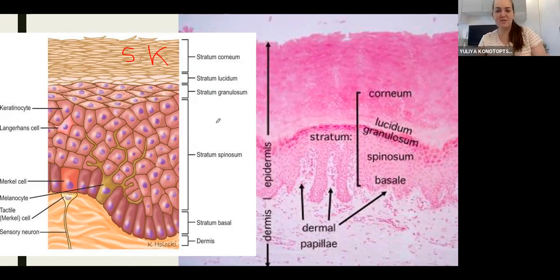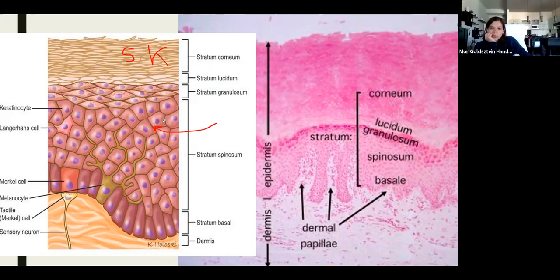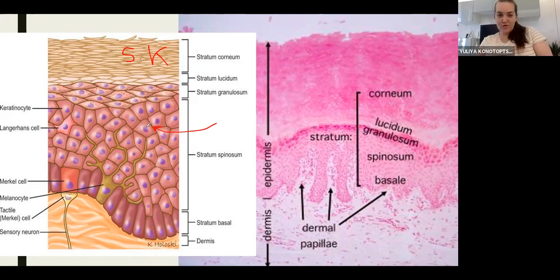So do keratinocytes in the spinosum have soft keratin? No. They don't have it here. Why do they not have it there? Because the granules are not in it. Without the granules, without the glue, you cannot do anything. So this is why soft keratin is only at the top layer. Is it clear?